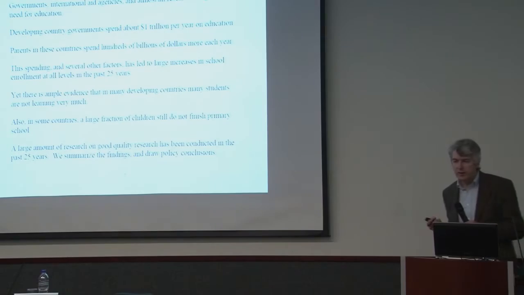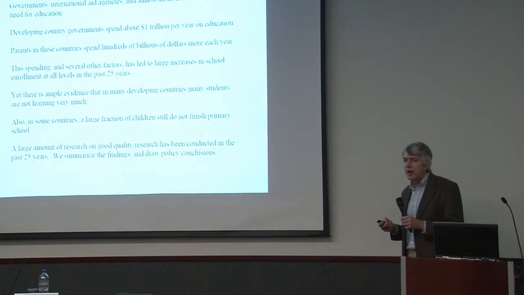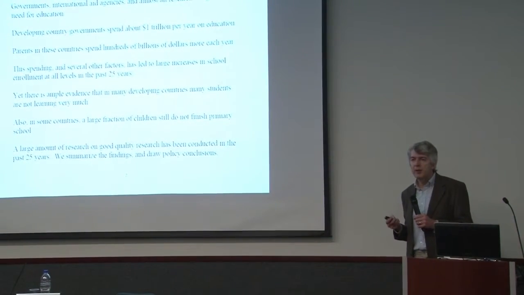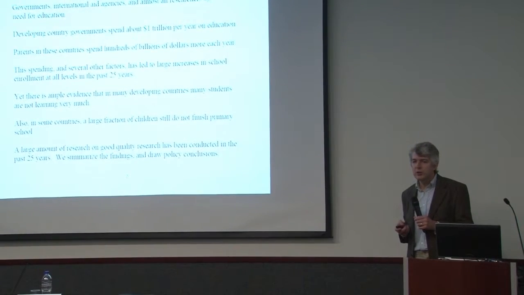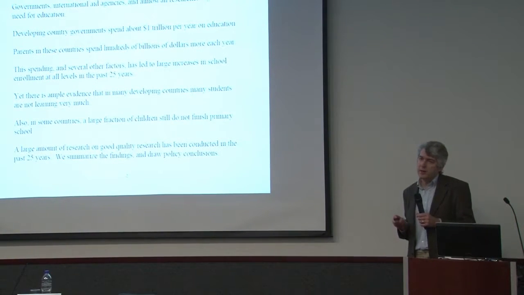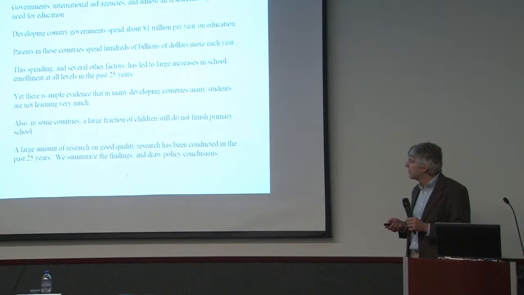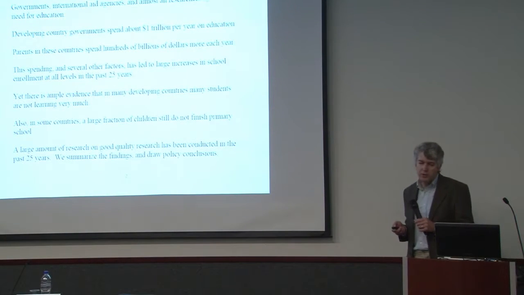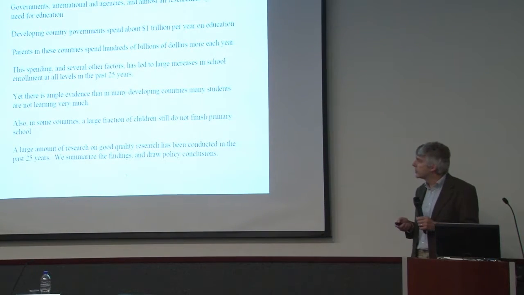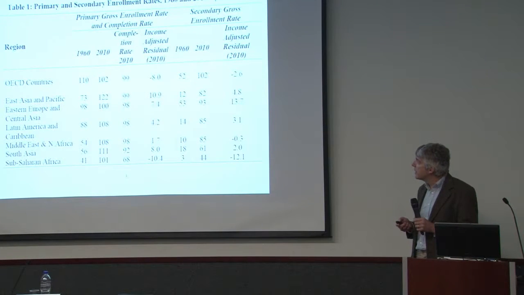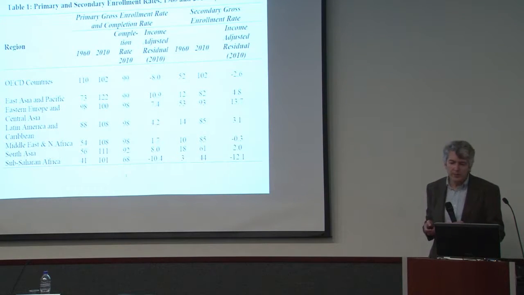The other good news, other than that the kids are going to school, is that there's a lot of evidence that has come out in the last 10 years or so about what's going on. And since the last chapter focusing on this was 10 years ago, it was time to do an updated version of the chapter. So that's basically what this is. So here's some numbers here on primary and secondary enrollment.